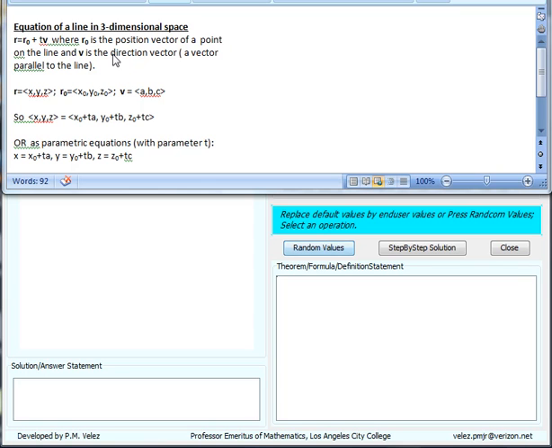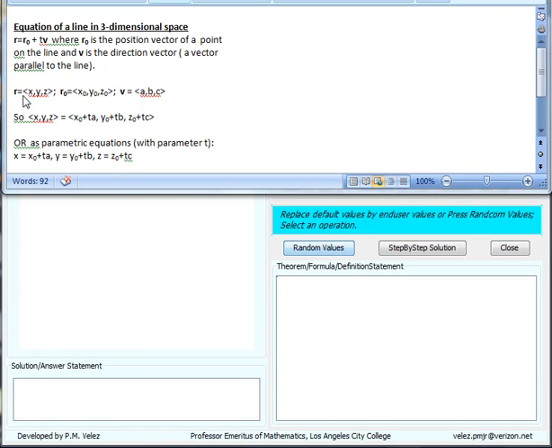So for an equation of a line in three-dimensional space, we need a point that the line goes through, and we need a vector that gives us the direction of the line. If we want to write this equation as a vector equation, all we do is use the position vector of the point. So we turn it from a point into a vector. That's r0. And then we have our direction vector, v, and that vector just needs to be parallel to the line that we want. So we can write this vector equation as r equals r0 plus tv.